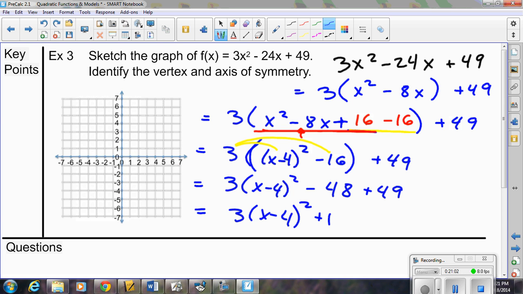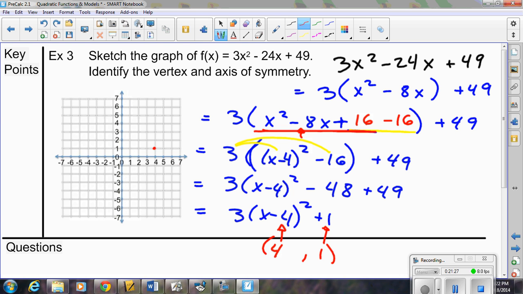The reason we care so much about this is to create a quick sketch. We know 4 is the x-coordinate for the vertex. We know positive 1 is the y-coordinate for the vertex. Just looking at it, we already have this point.